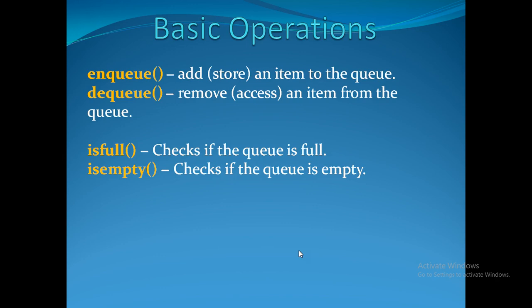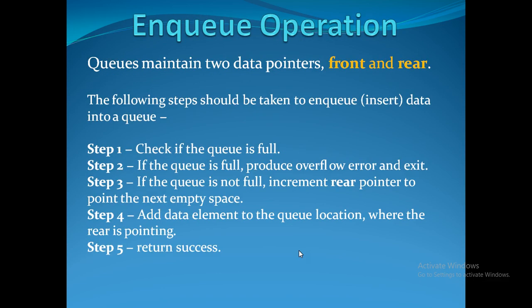Likewise, in dequeue, before deleting an element, we have to verify whether the queue is empty. If the queue is empty, we can't perform deletion because no element is there to delete. So these are the two basic operations of a queue.